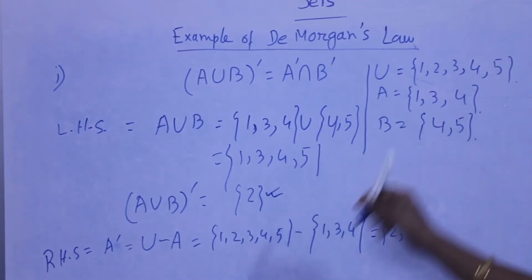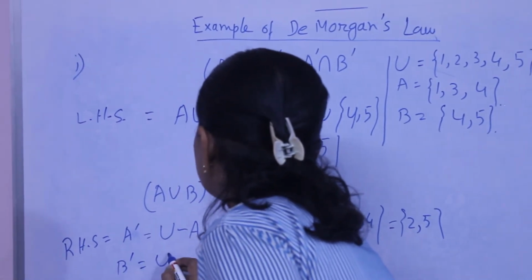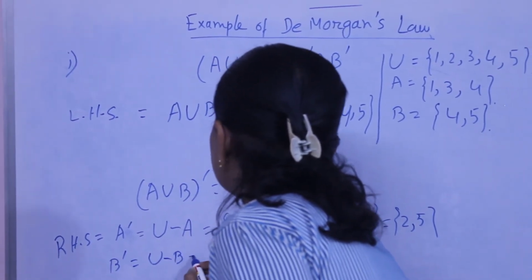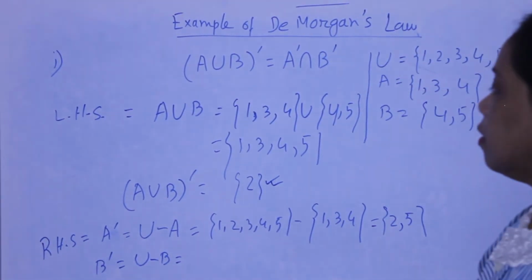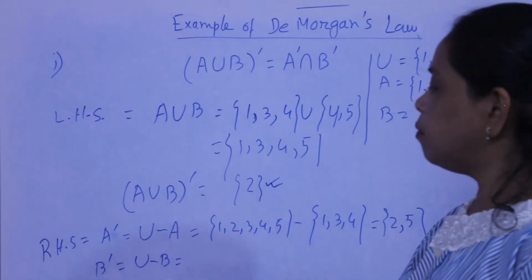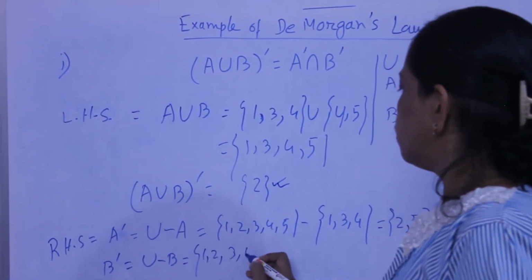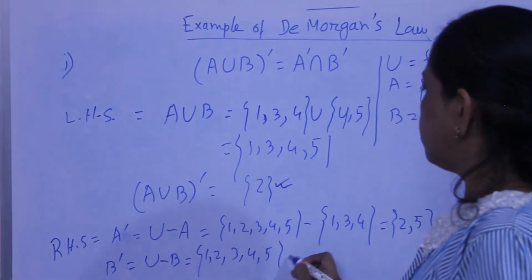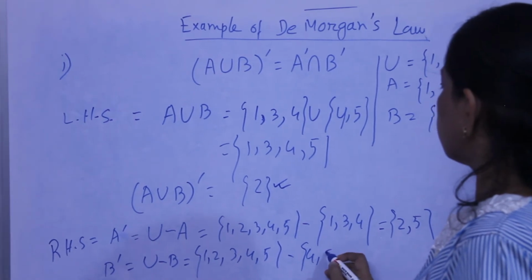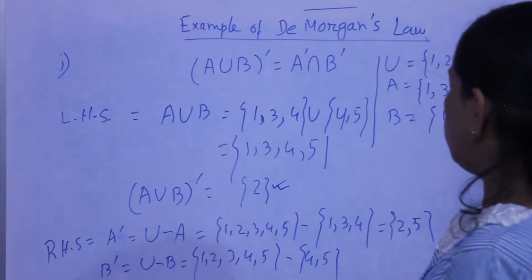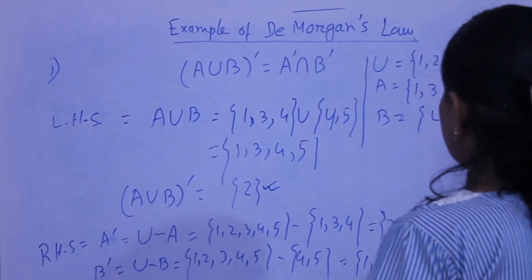Now for B complement. B complement equal to union set minus B. So what is this? The elements present in the union set but not in B set. So what is that? 1, 2, 3, 4, 5 minus set B, that is 4, 5. So we will minus this. So what is this? 1, 2, 3.